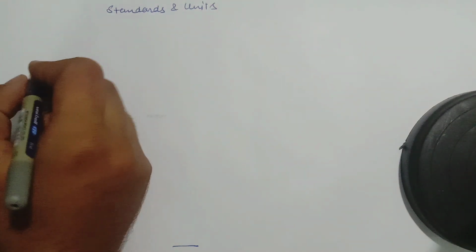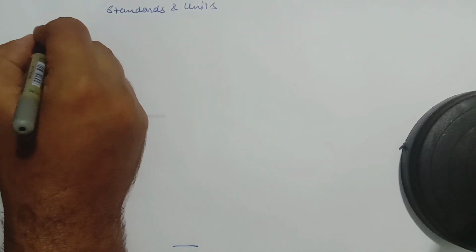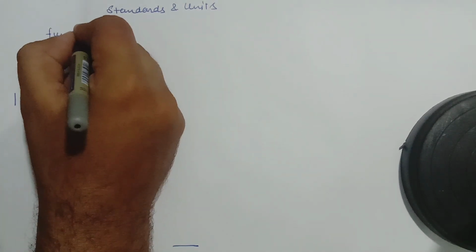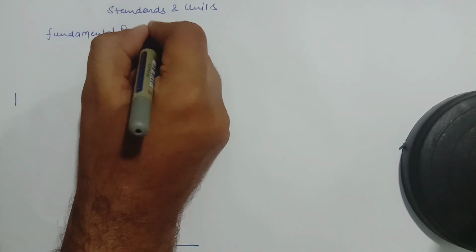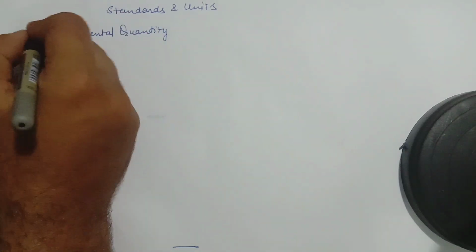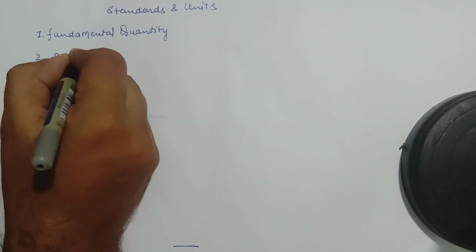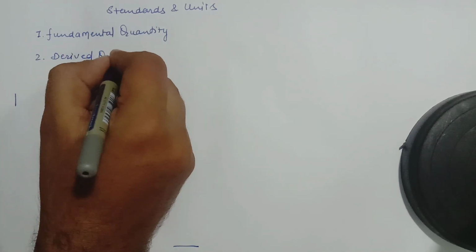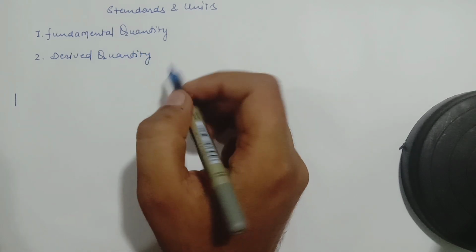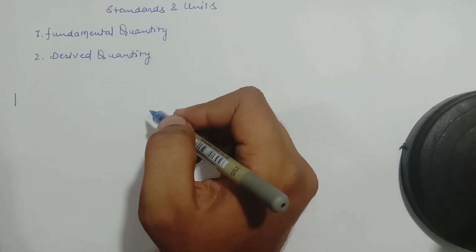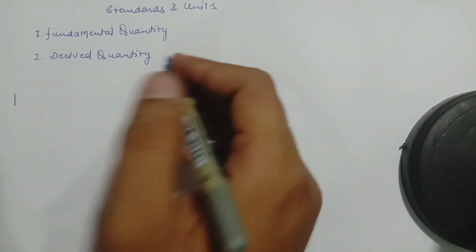Now in physics there are two types of quantities. First one is known as the fundamental quantity, and second is known as the derived quantity. I am going to explain both of them one by one, what is a fundamental quantity and what is the derived quantity and how it is embedded in our real life.